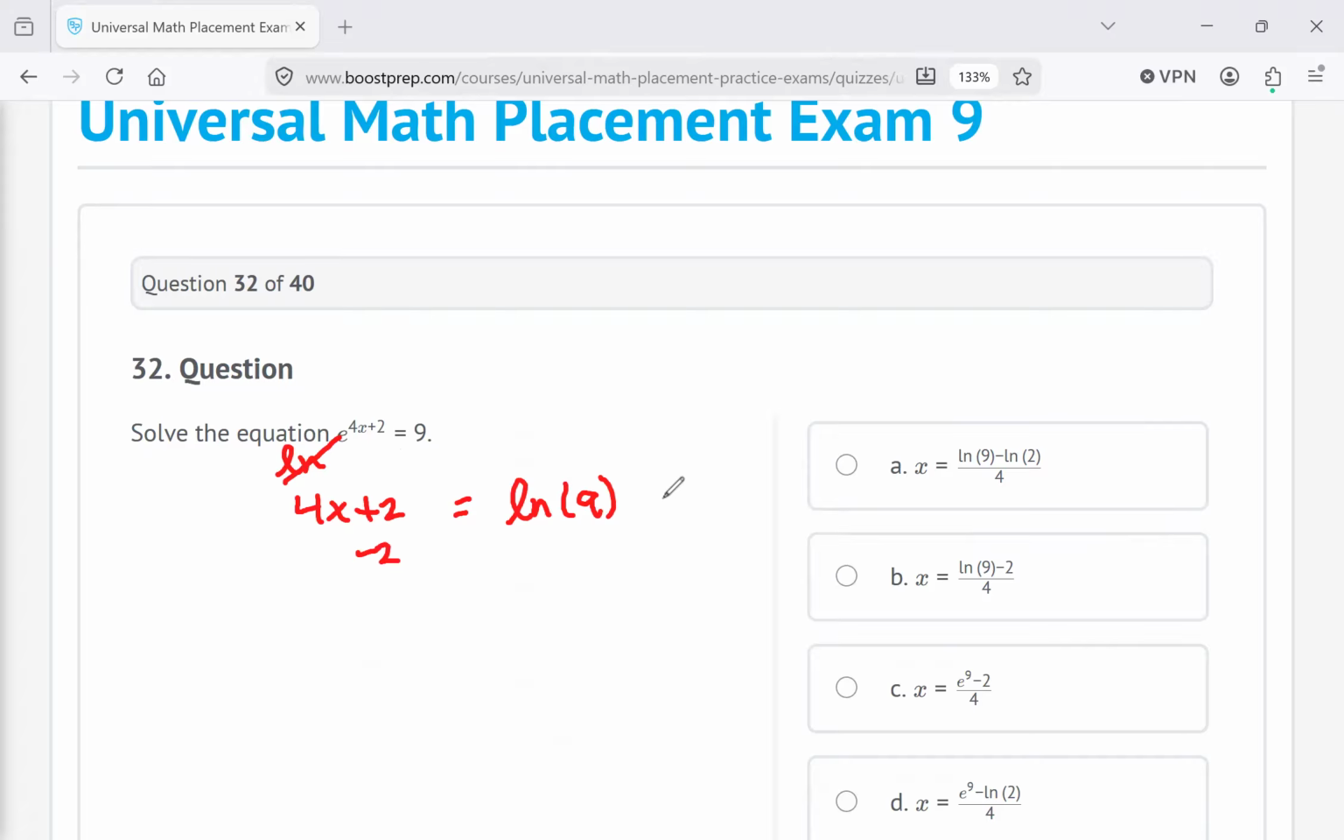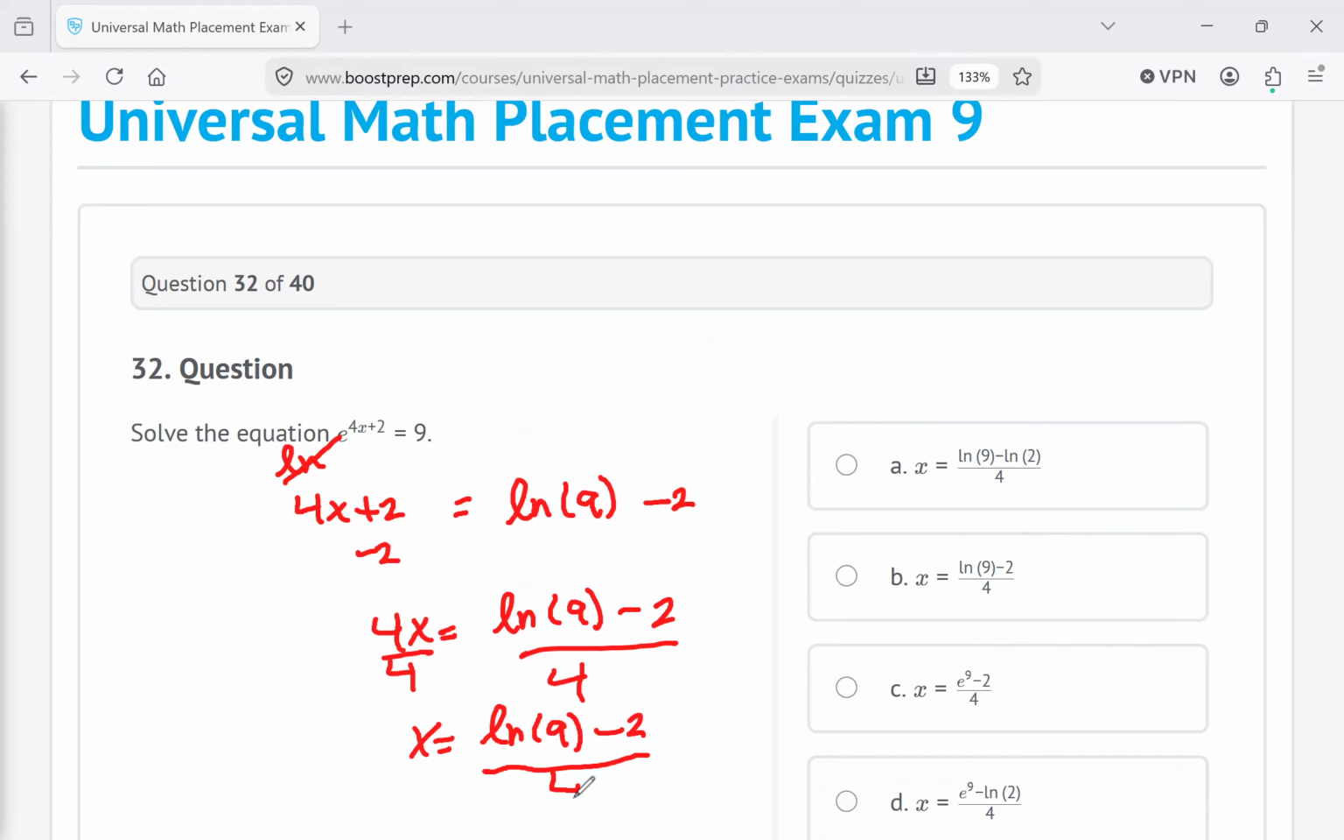So I'm going to subtract 2. So I get 4x equals ln of 9 minus 2. And then divide this by 4, you get x equals ln of 9 minus 2 all over 4. It looks like B, ln of 9 minus 2 all over 4.